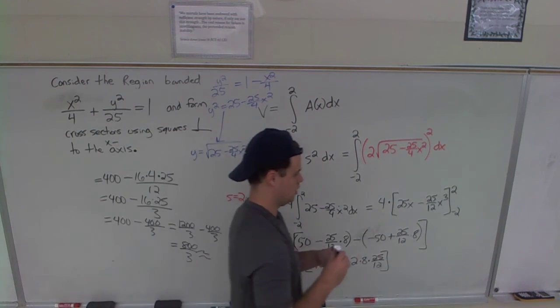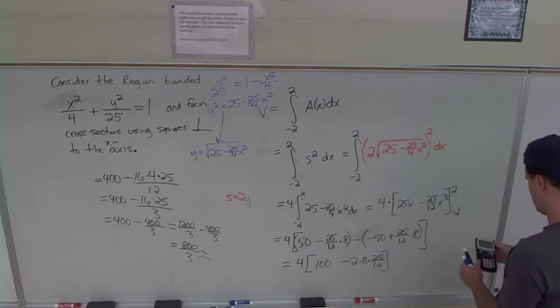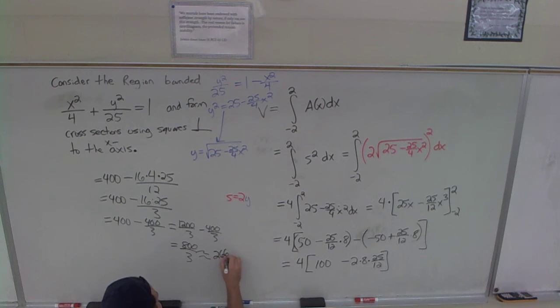Or about, what is that? I'm getting tired today. I'm going to go to my calculator. 800/3 is about 266.667 cubic units of whatever kind of measurement you have. Remember, on a calculus test, you want to make sure you get to the 3rd decimal place. It's really just safer to leave it at 800/3.